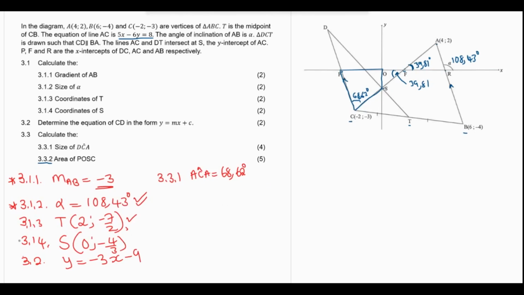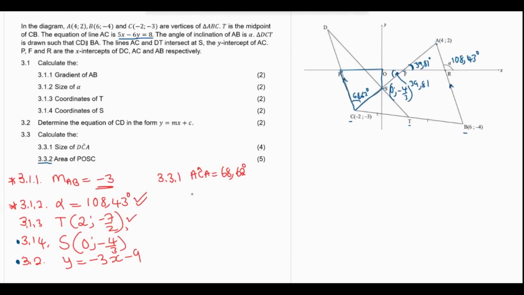We have the coordinates of S, which is 0 and -4/3. So we can write that here: 0, -4/3. Those are the coordinates of S. We need the coordinates of P, F, and C. We have the coordinates of C, so we need the coordinates of P and F. Let's find the coordinates of P first. P is the x-intercept of the line CD. We managed to find the equation of CD in question 3.2. So we can find the coordinates of P, which is the x-intercept of CD, right?